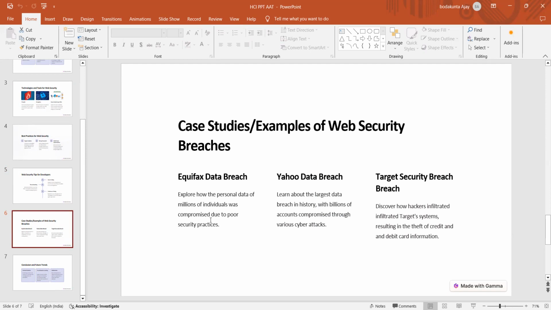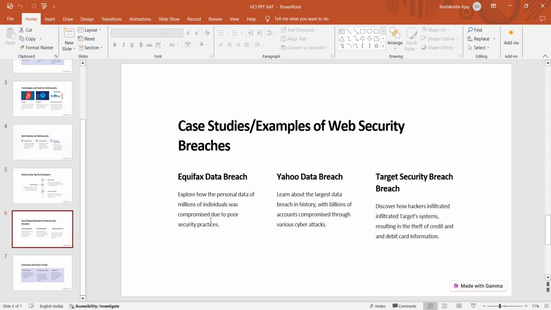The next one is the Yahoo data breach, the largest data breach in history, with billions of accounts compromised through various cyber attacks. The Yahoo data breach was one of the huge data breaches in history where billions of accounts were compromised through various cyber attacks.